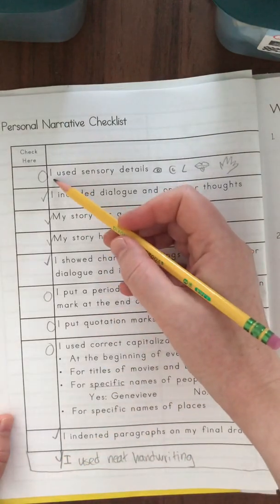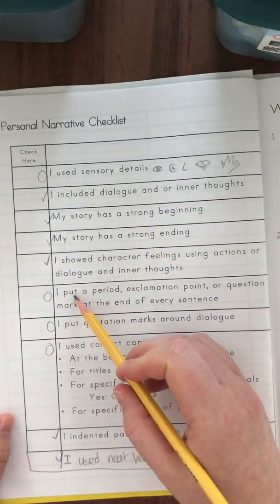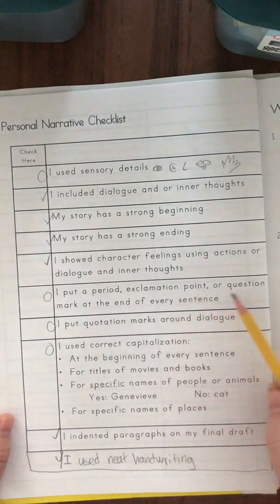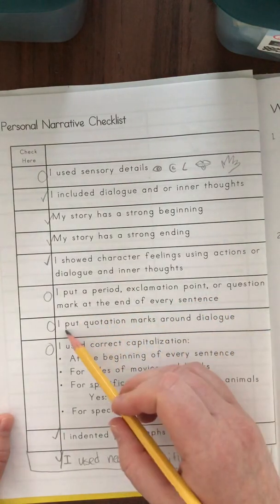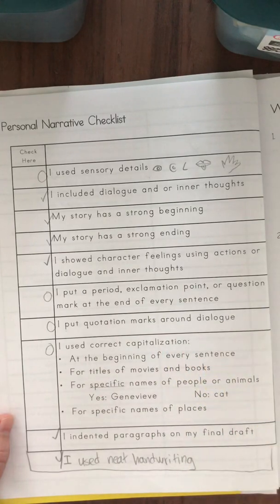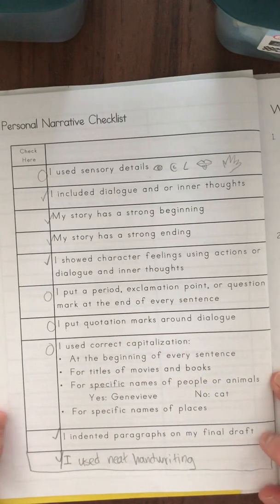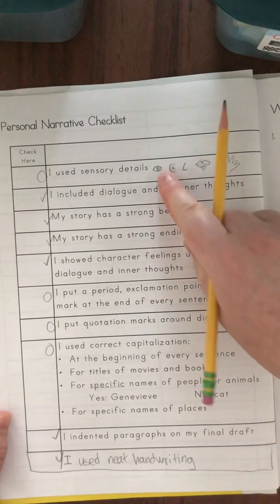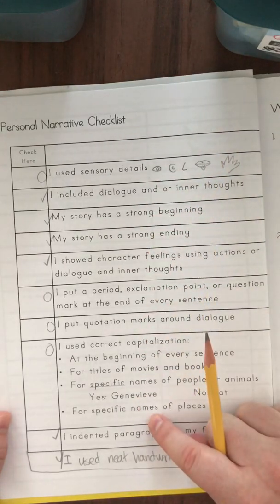I have 4 things on here. I use sensory details. I put a period, exclamation point, or question mark at the end of every sentence. I put quotation marks around dialogue. I used correct capitalization. I'm only supposed to choose 3 writing goals. So I'm going to choose the 3 I need to work on the most.